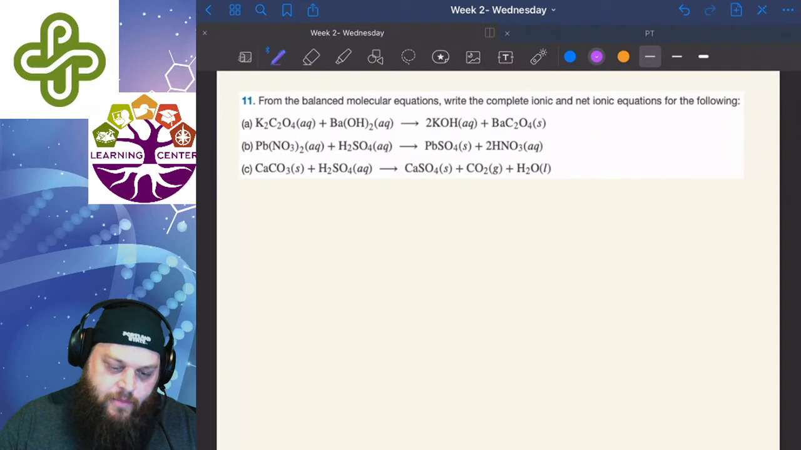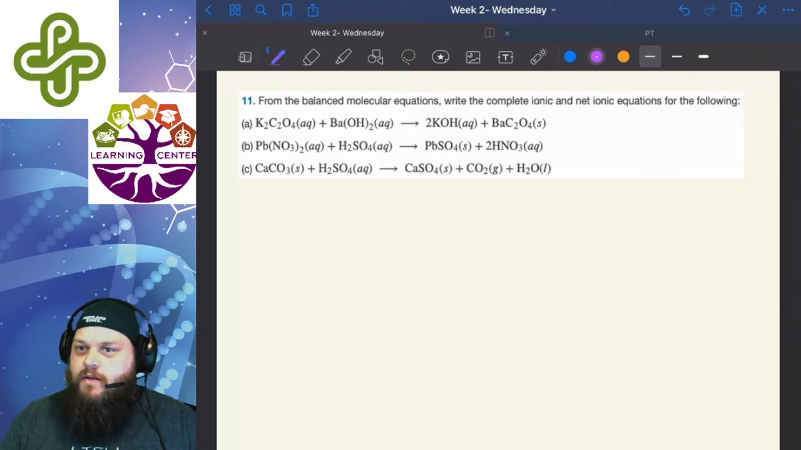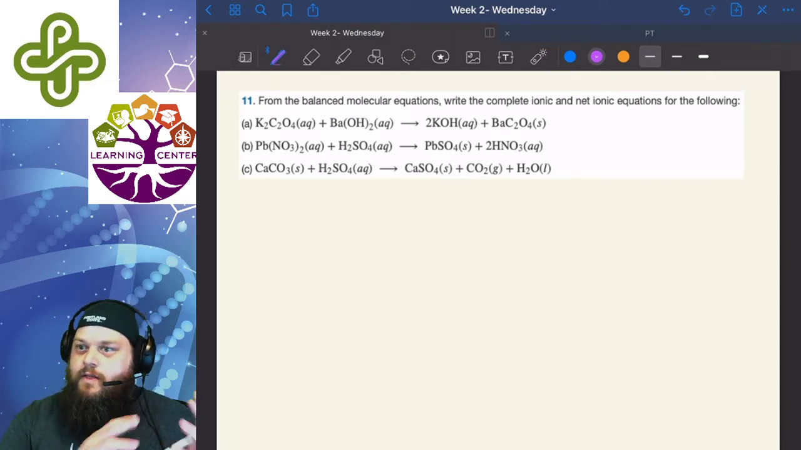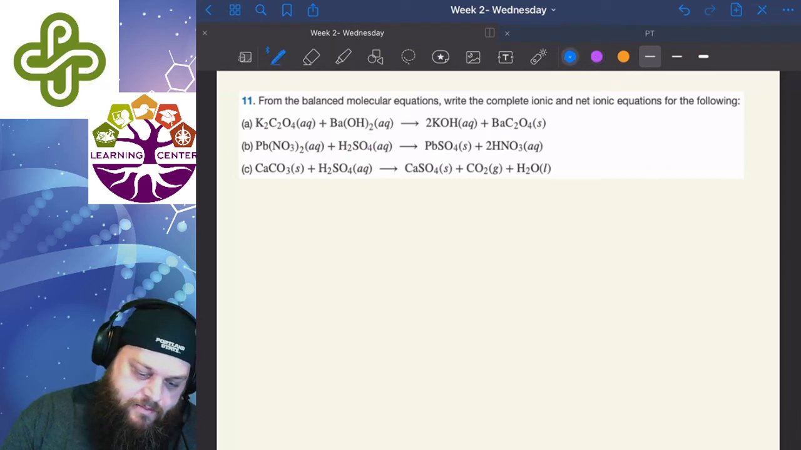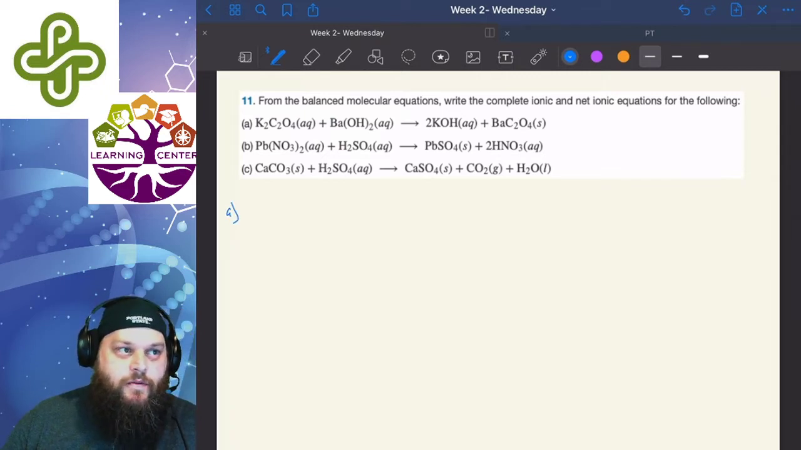For these, from the balanced molecular equations, we want to write the complete ionic and net ionic equations for the following. So basically, all of these compounds, we want to break up those ions and write them as all of the individual ions themselves. And then we want to find any spectator ions that might be floating around, anything that's the same in the product and the reactant side. And then we can cancel those out and rewrite that equation in its more simplified net ionic form. So doing that, I'm going to write these first with the compounds broken apart into their ions, and then we can go from there.